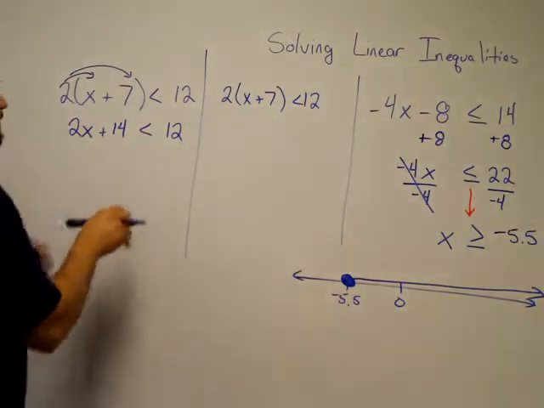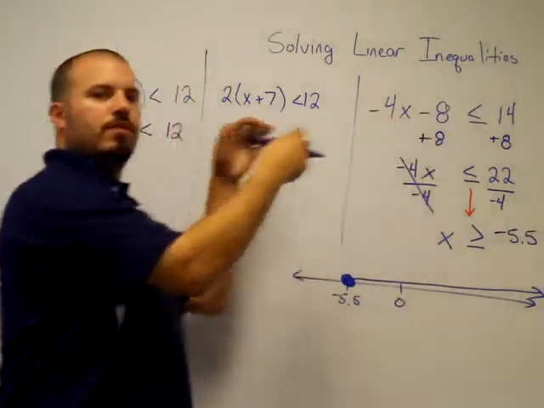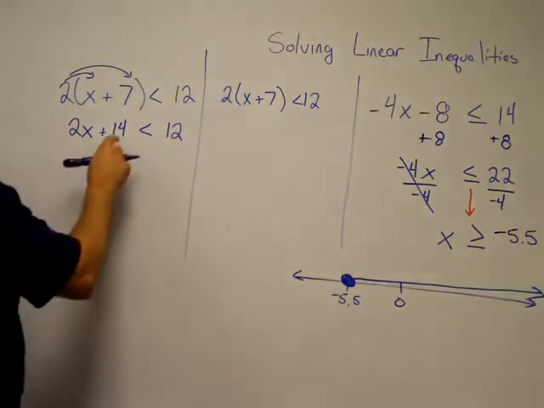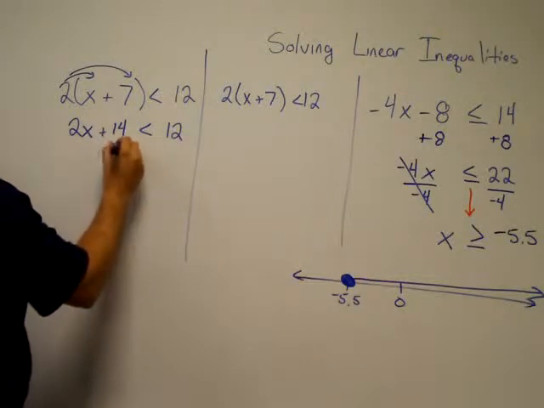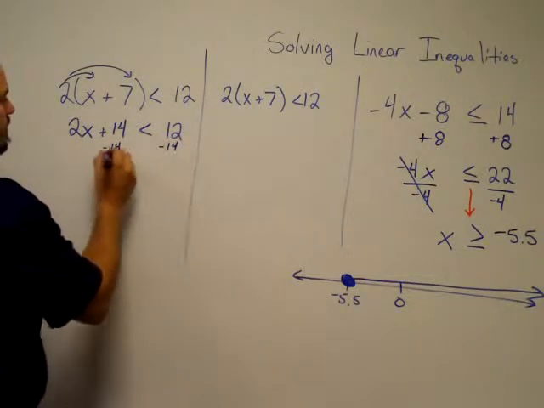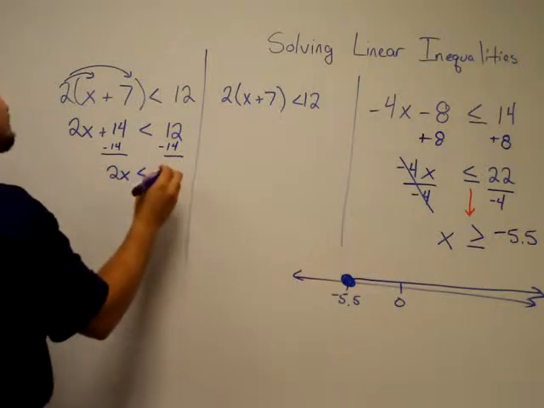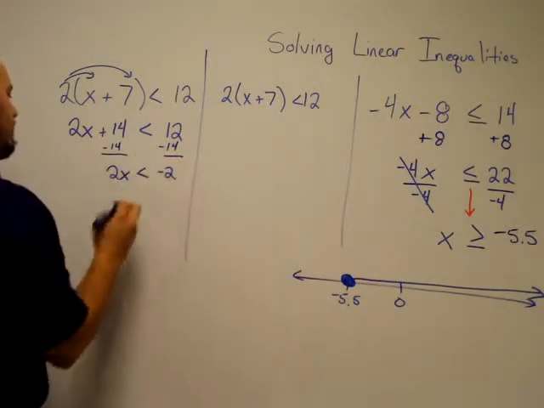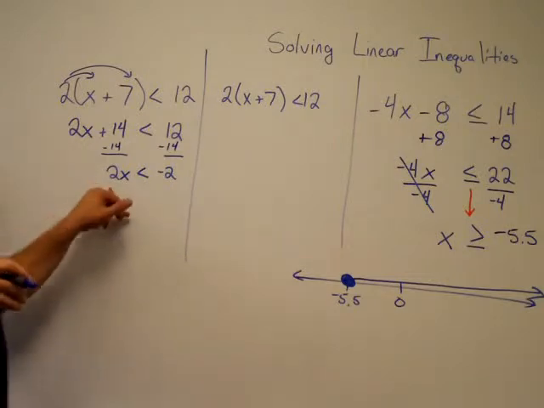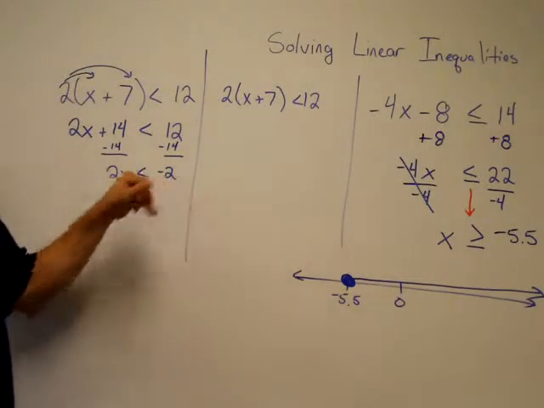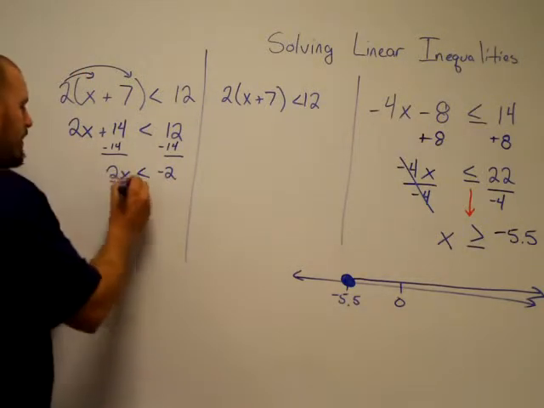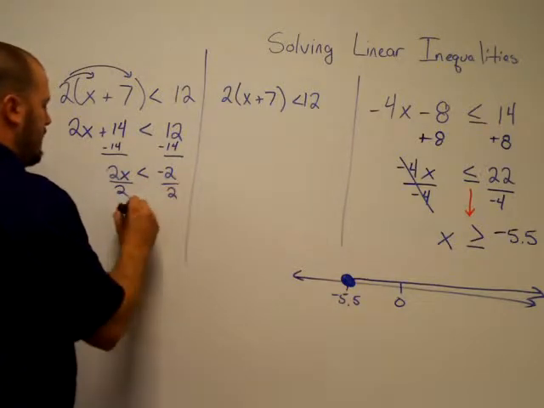Alright, so now that I've distributed, I've got a problem that looks pretty similar to this, and so I'll go about it in the same way. I'm going to first subtract 14 from both sides. Now I'm going to next divide by 2. 2 times something is less than negative 2. Divide both sides by 2 to get the x by itself.